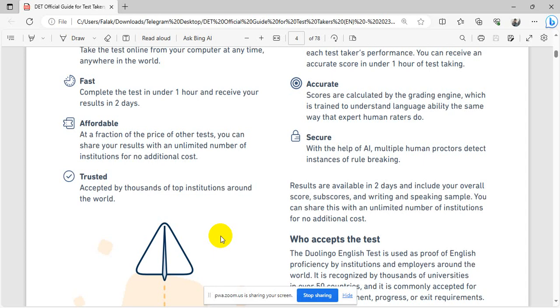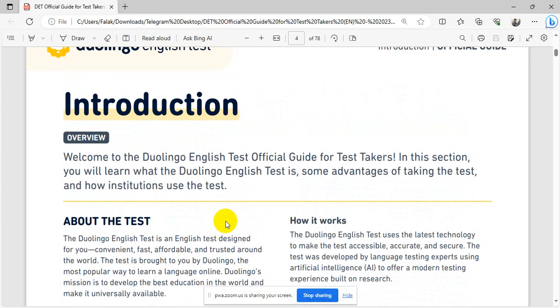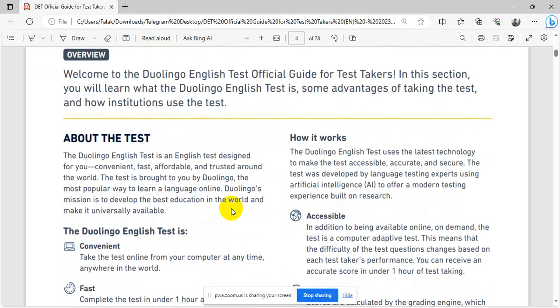And the last thing that you should keep in mind about Duolingo is that it's trusted. It means it is accepted by thousands of top institutions around the world. I have explored their website. Universities like Stanford, Yale, Duke, Gettysburg, Bowdoin, all of these universities, some of the Ivy Leagues, accept the Duolingo test. So that's why we can say that Duolingo is really a trusted test. So that was all about the test and how the test is.